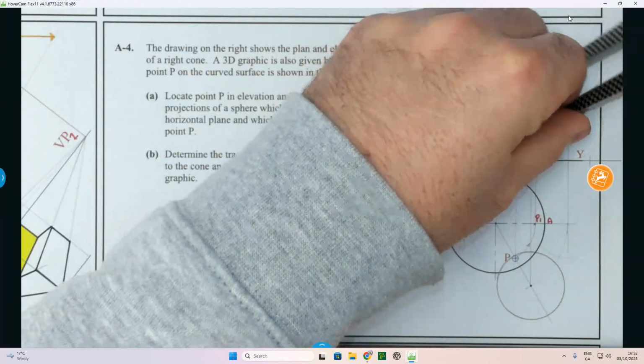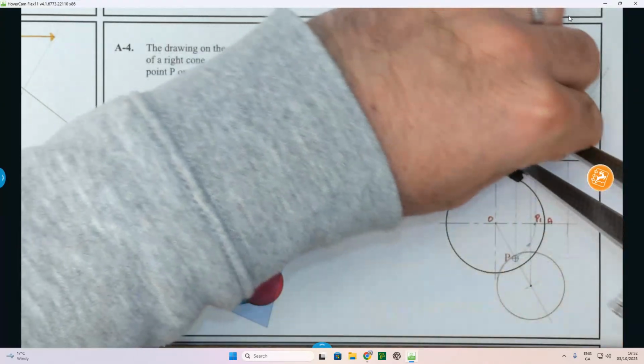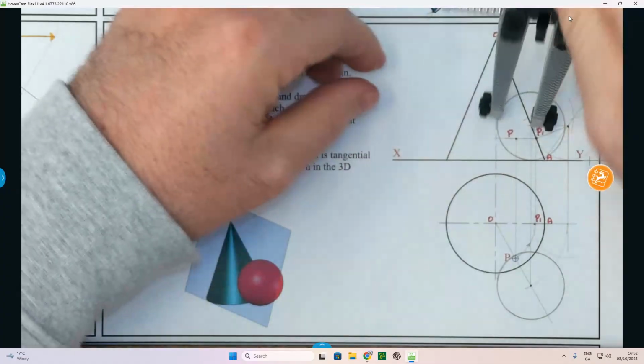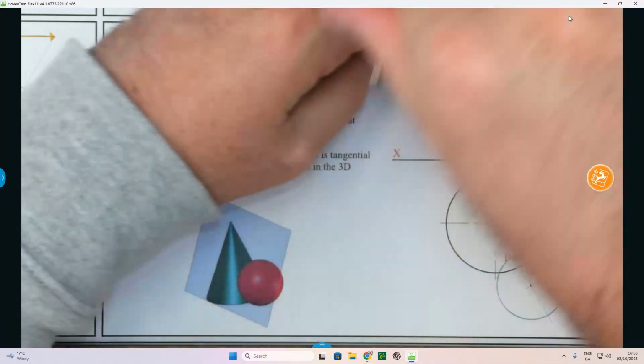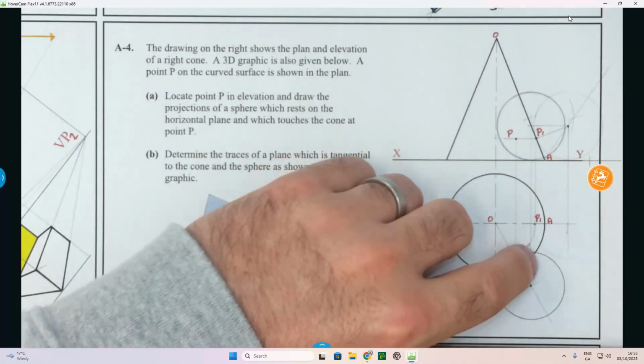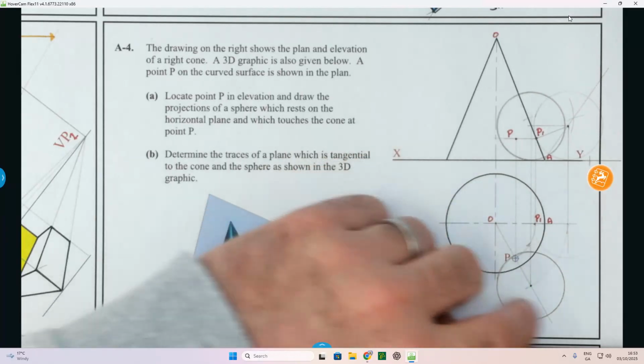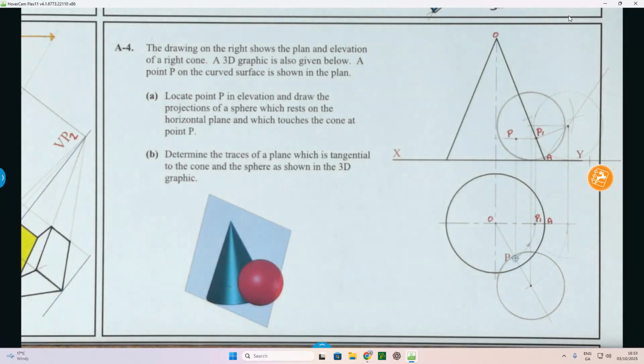Now, if this was drawn fully on paper, because the sphere slightly sits in front of the cone, that should be a hidden detail line, and there should be a little hidden detail edge here because the sphere overlaps the cone in the plan. Okay, so there we have it. That is the first part of the question. We've completed the sphere and we found it in the correct position, in line with the point of contact P.